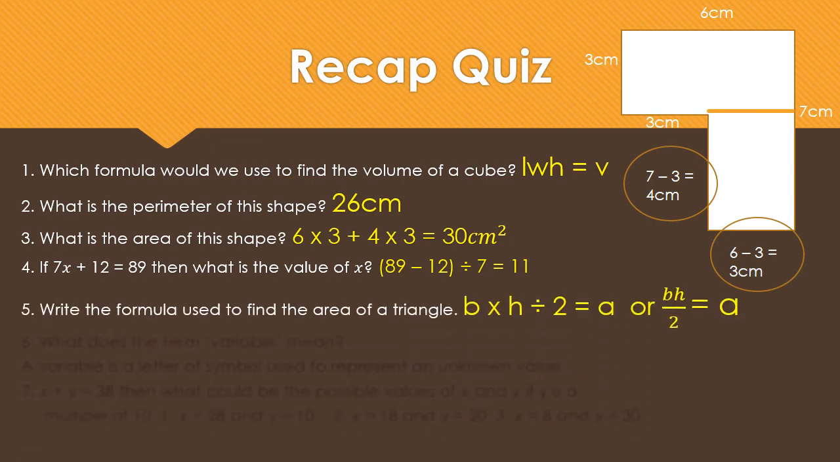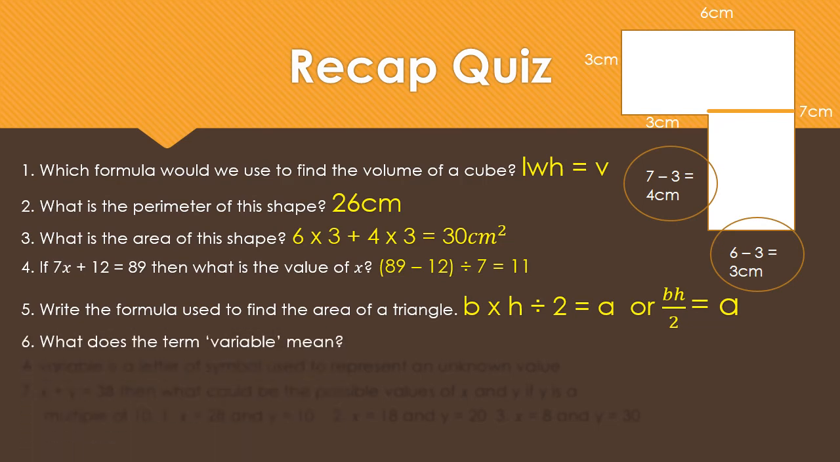Write the formula used to find the area of a triangle. So we do base times height divided by 2. Remembering back to our lesson yesterday, and that gives us the area. So whichever way you've written it, as long as you've got that the base and the height need to be multiplied and divided by 2 to find the area, you're correct.